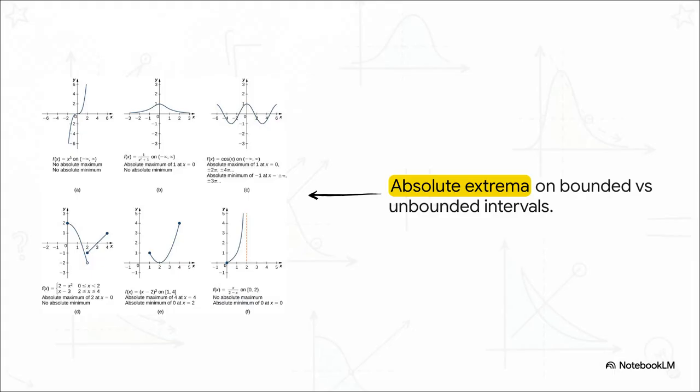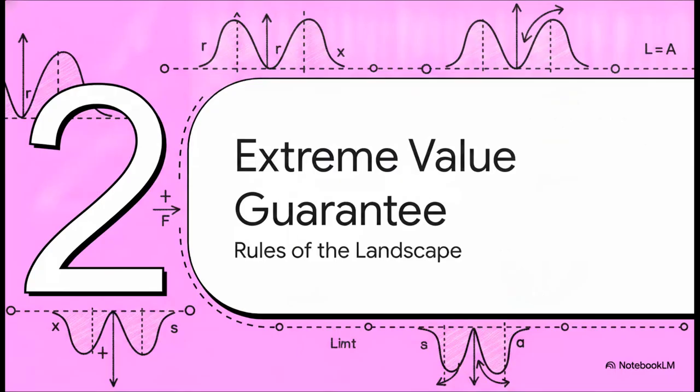But here's the catch. Some functions have a really clear absolute maximum and minimum, while others just don't. Take an unbounded cubic function, for example. It shoots off infinitely up into space and infinitely down into the depths. That means it has neither an absolute maximum nor a minimum. So, it kind of brings us straight to the rules of our landscape. If we want to find these points, we need boundaries. Which perfectly transitions us to Part 2, the extreme value guarantee, and setting the rules of the landscape.